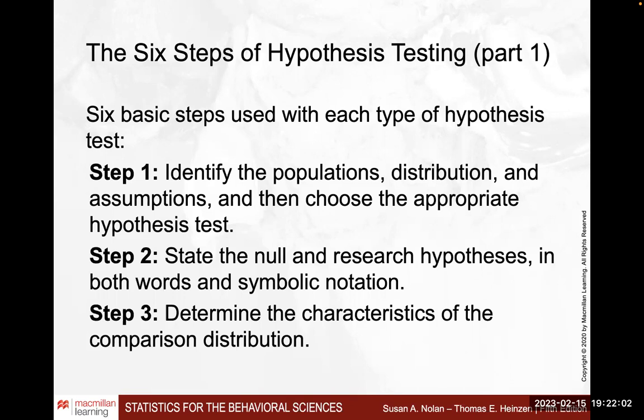So identify the population, understand the distribution, understand the assumptions, and choose the appropriate hypothesis test, which in our case now is a Z test. The given parameters that you will always have in a Z test are the mean of the population and the standard deviation of the population. Notably, of the population. So you know the mu, you know the sigma.